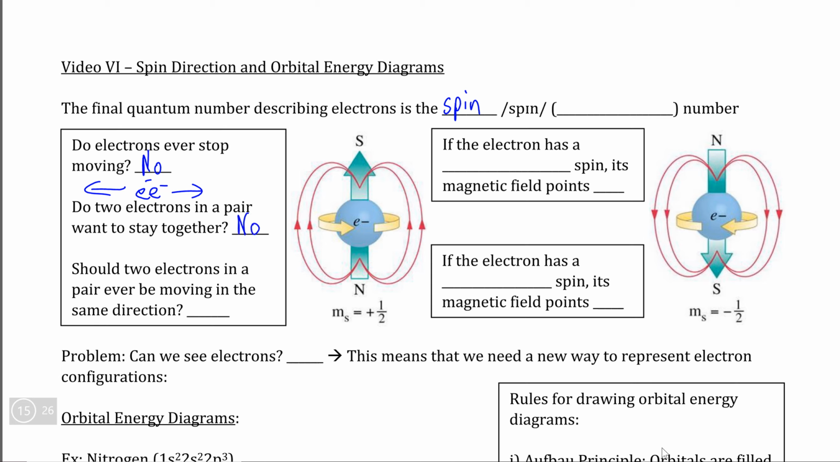Number three, if two electrons were in the same orbital, does it make sense that the two electrons would ever move in the same direction? In other words, if the electron on the right moved to the right, would the electron on the left follow it and move in the same direction? Again, this doesn't make sense because electrons have the same charge and tend to always repel from each other. Therefore, this doesn't make any sense either. This is why spin direction is important, because electrons should never be moving in the same direction as each other.